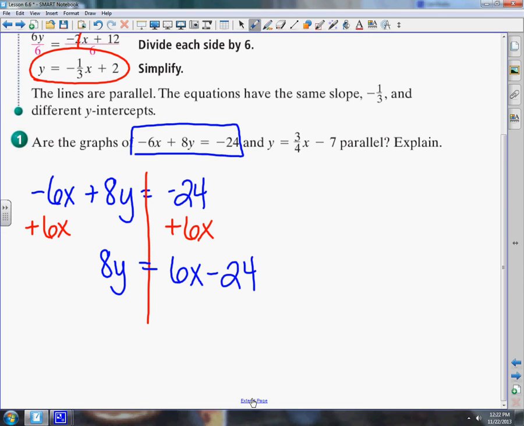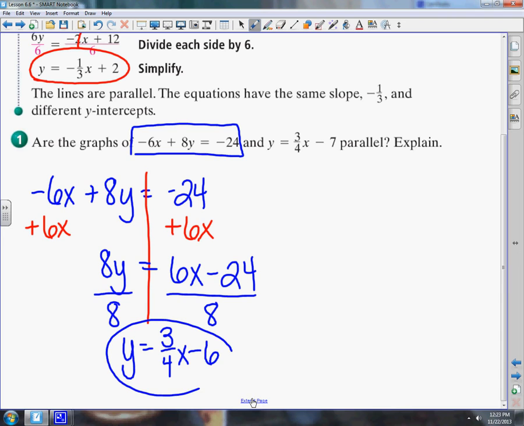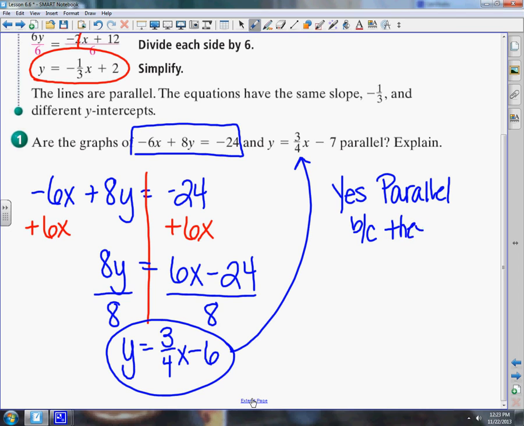Now I chose to write the x first because I like to write it in y equals mx plus b form. So I put my x first and then my y-intercept second. And then I'm going to divide by 8. So then I get y equals, now I'm going to divide these in half. So 3/4 x minus 6. So now, is this the same slope as this? Yes, they are parallel because they both have 3/4 as a slope.